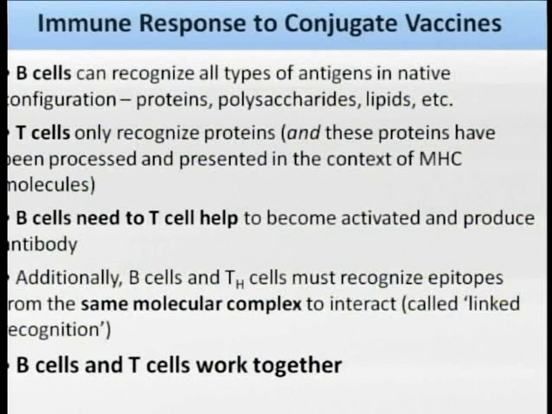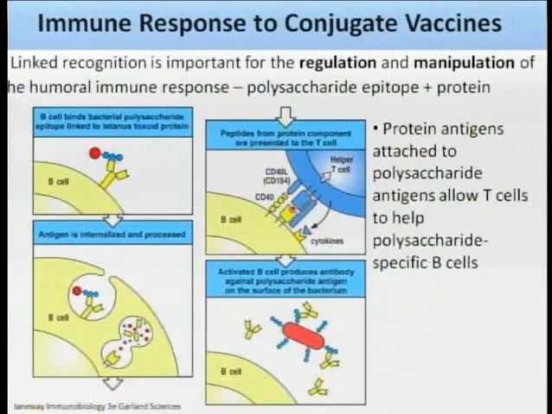Okay? And also, B cells and T cells have to recognize epitopes. That's a fancy term for a piece of antigen, or an antigenic determinant, from the same molecular complex, and we call this linked recognition, which I'll show you in just a second. But really what this boils down to is that B cells and T cells work together. Okay, so B cells and T cells work together. And again, this conjugate vaccine is allowing B cells and T cells to work together to respond to things like Haemophilus influenzae type B. So this is linked recognition. And this is showing you why we do this in the context of vaccines.